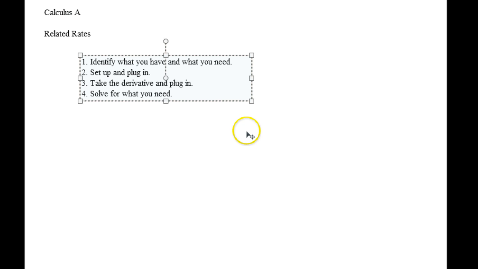Okay, identify what you have and what you need. Hugely important. When you're identifying variables, you should be able to list out what you know and what you need. It makes your job a lot easier when you're plugging in later. Now what you're going to do is set up and plug in whatever formula you need. You need to take the derivative and then plug in whatever things you need for that, and then solve for what you need, and you should be good.